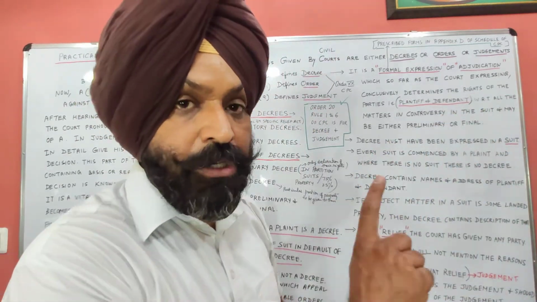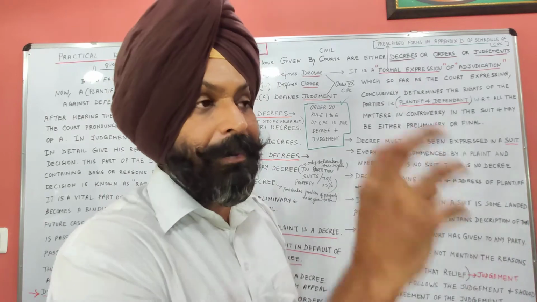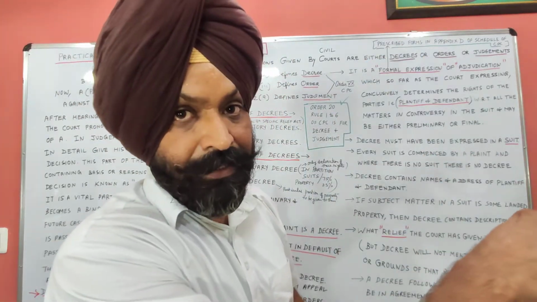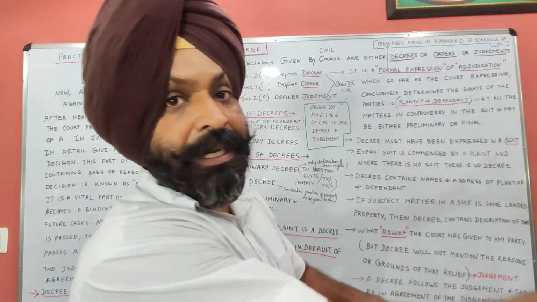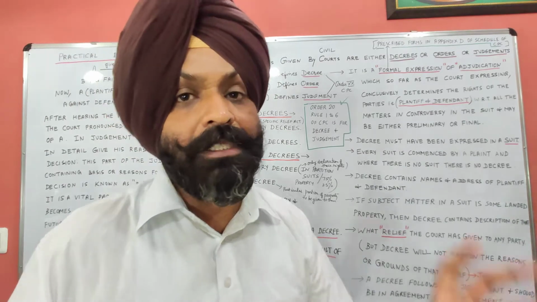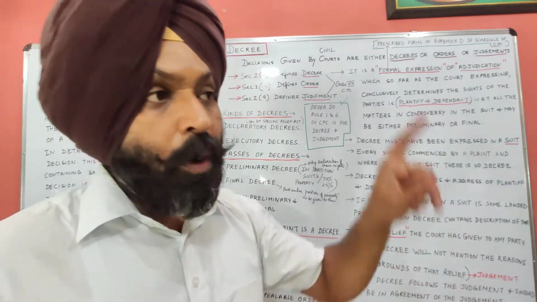So first there should be a plaint by a plaintiff. When he files the plaint in the court, if the court accepts his plaint or if the court admits his plaint, that becomes a suit. So suit commences by the plaint. Now plaint is a different thing, and application and petition is a different thing.